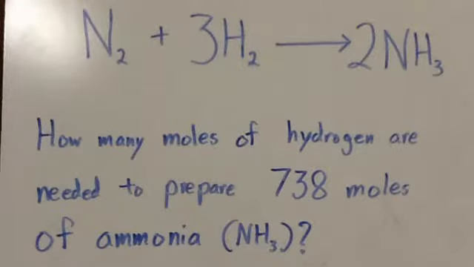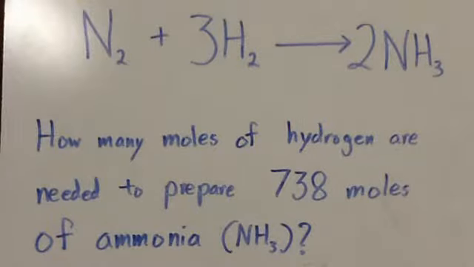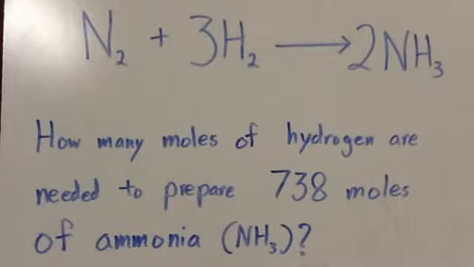Alright, so we are looking at the chemical reaction between nitrogen, N2, and hydrogen forming NH3, which is ammonia. So we have one nitrogen molecule and three hydrogen molecules forming two ammonia molecules. Okay, that is the balanced chemical reaction.